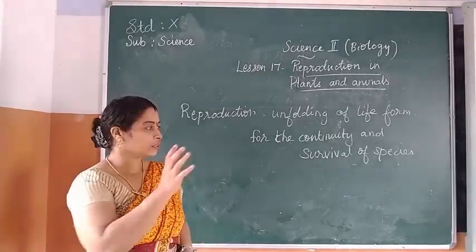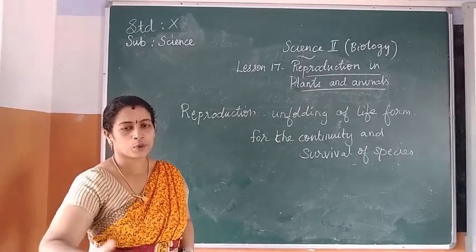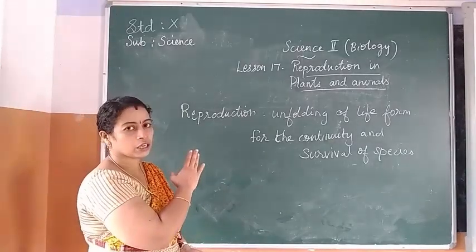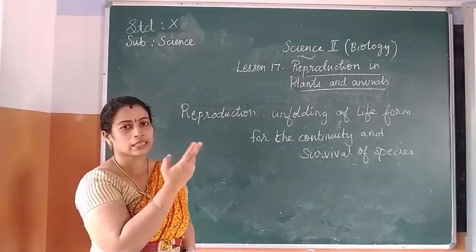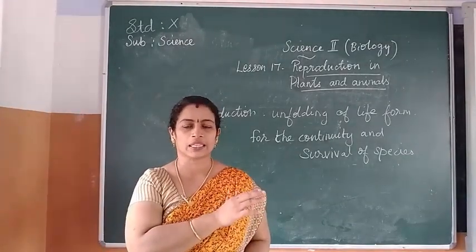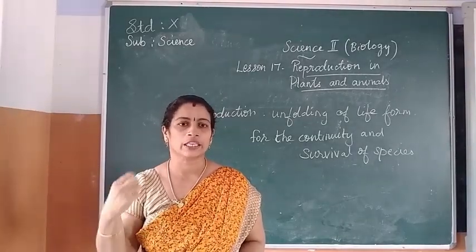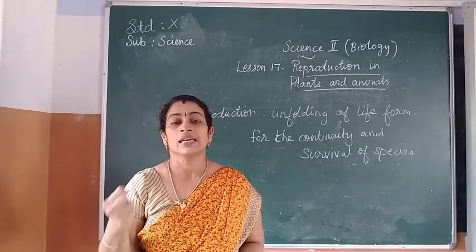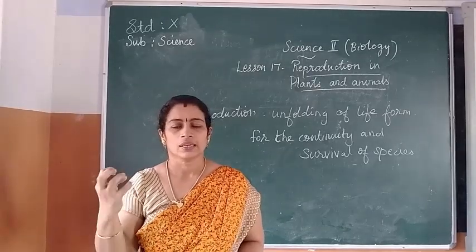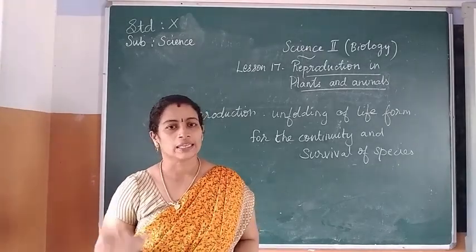So to continue a species, what happens if there is no reproduction? The next generation will not be possible. So for the continuity of a certain species, reproduction is necessary. As already told, sexual reproduction takes place by the involvement of gametes, that is, fusion of male and female gametes. So the offspring formed after reproduction will have the characters of both parents, the mother's character and the father's character, obtained by the child produced after sexual reproduction.